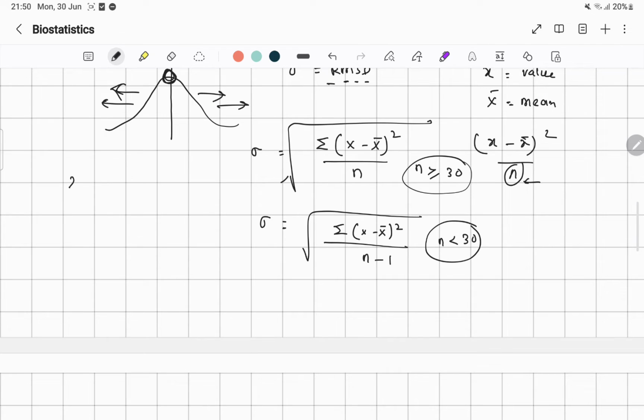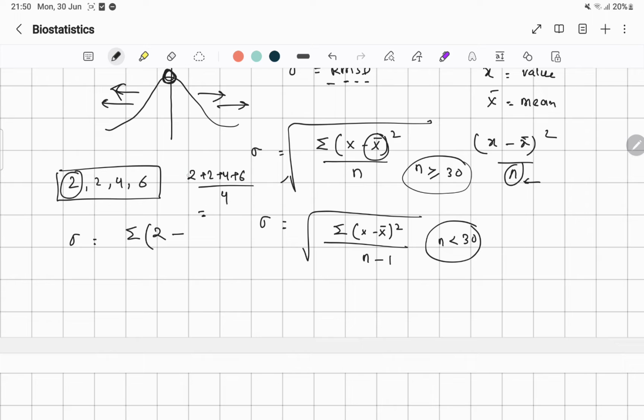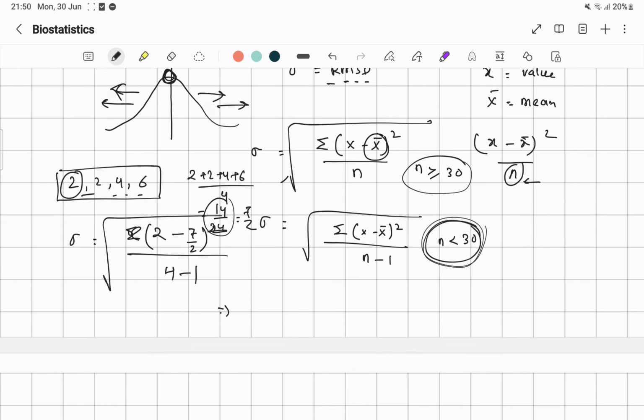For example, let's say there is data 2, 2, 4, 6. So what will be the sigma? The mean is (2 plus 2 plus 4 plus 6) by 4. 6 plus 4 is 10, 10 plus 4 is 14, 14 by 4 is 7 by 2. Then (2 minus 7 by 2) whole square by n, the number of observations, 4, root over. But n is less than 30, so you have to use n minus 1. So you have to calculate the standard deviation.